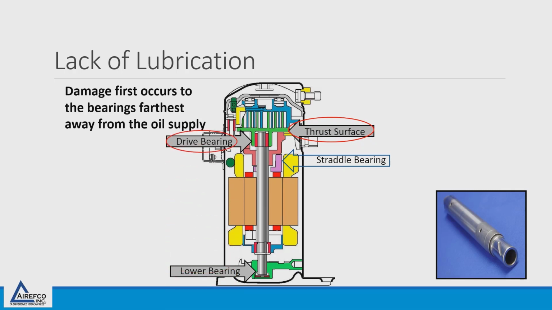Next, the drive bearing, which is on the top of the drive shaft. Next would be the straddle bearing, which is above the motor. And then lastly would be the lower bearing, which sits down in the oil at the base of the compressor.